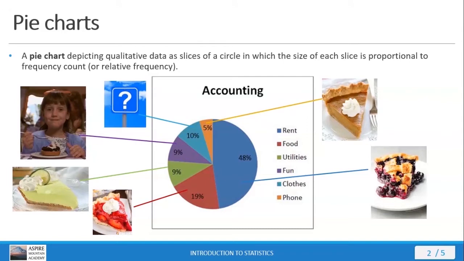So seriously though, this pie chart displays how some particular person spends his or her money. So no surprise, here they're spending almost half their money on rent, then almost a fifth of their money on food, and you can see the rest here.